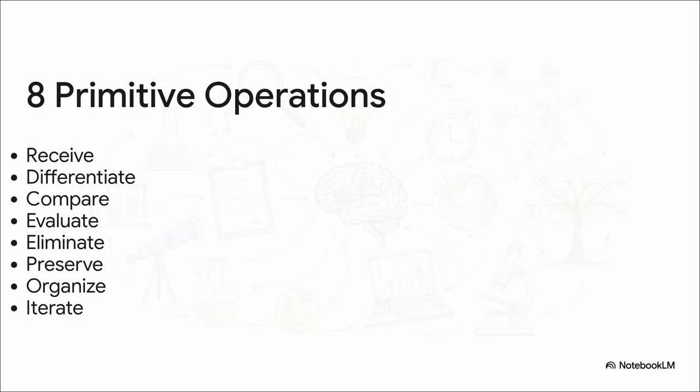So, here's the crucial point. If you strip away the modern lab coats, the microscopes, and the peer-reviewed journals, you are left with what the author calls an invariant operational grammar. It's made up of 8 primitive steps: receive, differentiate, compare, evaluate, eliminate, preserve, organize, and iterate. That's the whole shebang. Every single valid scientific investigation relies on these fundamental moves, no matter what area you're in.